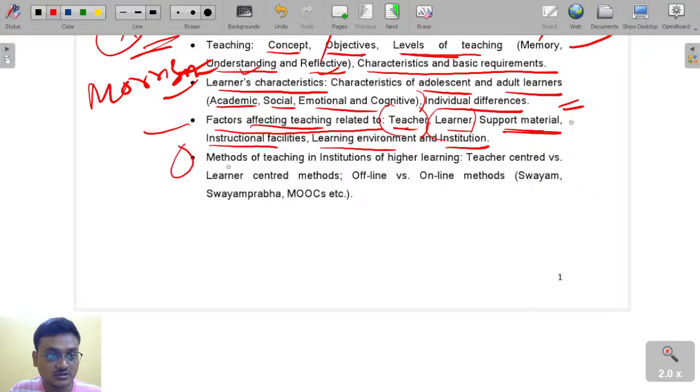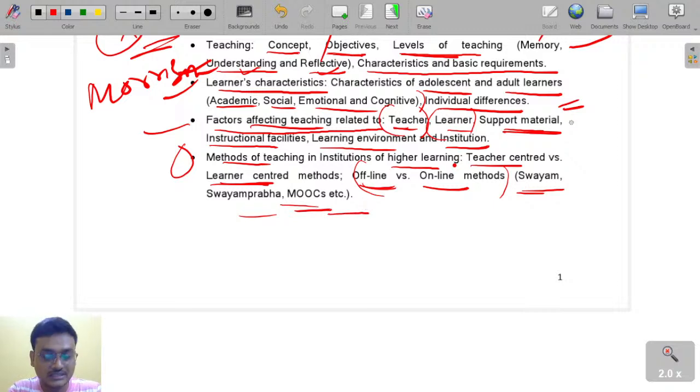Then methods of teaching, like teacher centered versus learner centered, offline versus online. Then SWAYAM, SWAYAM Prabha, MOOC, massive open online course. These are the methods of teaching in institutions of higher learning. What is teacher centered, what is learner centered, offline versus online methods, like SWAYAM, SWAYAM Prabha, MOOC, all these things you need to study. Moving ahead to the next slide here.